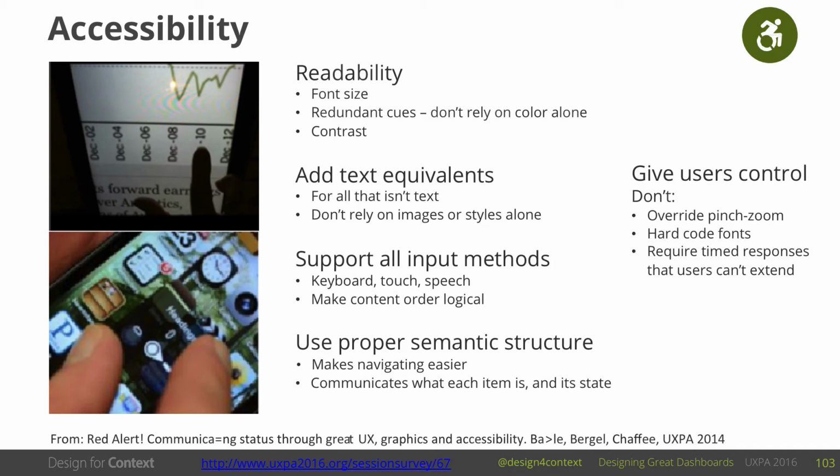And having good contrast. Those are all things for users who just need a little additional help viewing the screen. Then you've got other things. Supporting all input methods is important, and making sure that you're using standard semantic structure in the coding, because this is something that the assistive technologies can use to make sure that people can access the information. So don't override things like pinch and zoom, and don't hard code fonts, because that makes it more challenging for the assistive technology to do its job.